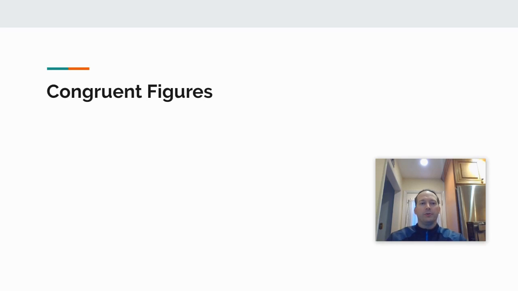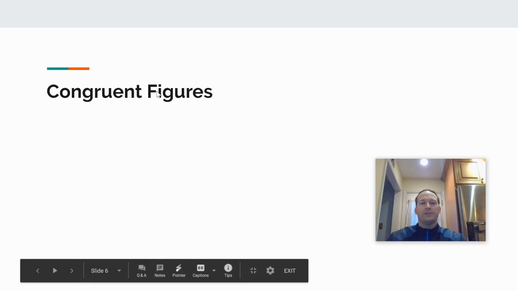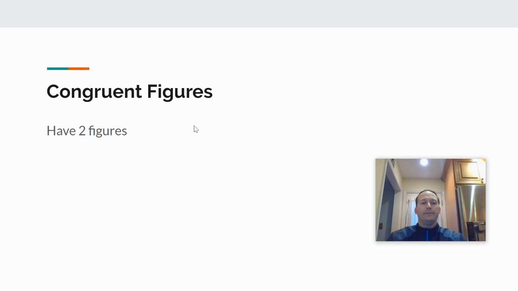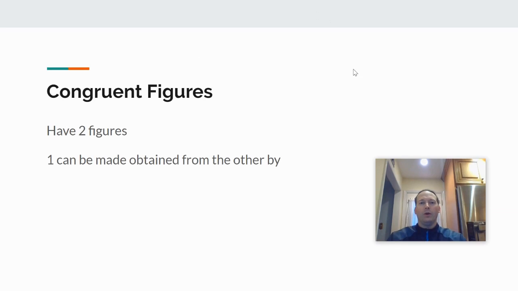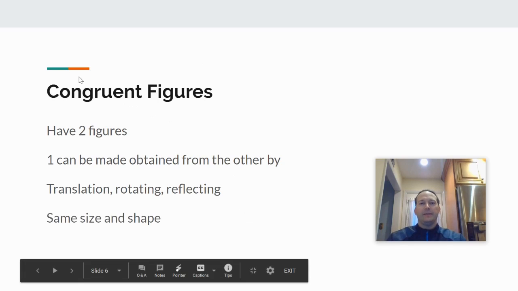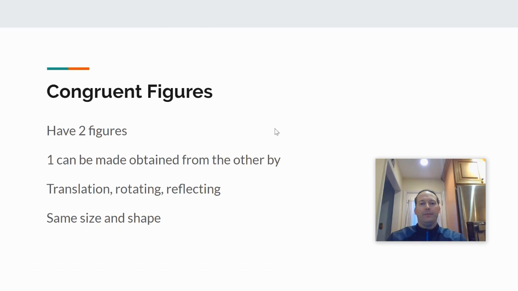So what in the world is a congruent figure? Well, congruent is very similar to equal, but it looks a little bit different. The sign is a little bit different. Some of you have seen it. You're going to see it in a minute. So basically, you have 2 figures, and you can get one from the other just by translating it, rotating it, or reflecting it. So basically, it keeps the same size and shape. Angles stay the same. Side lengths stay the same. It just might look slightly different.